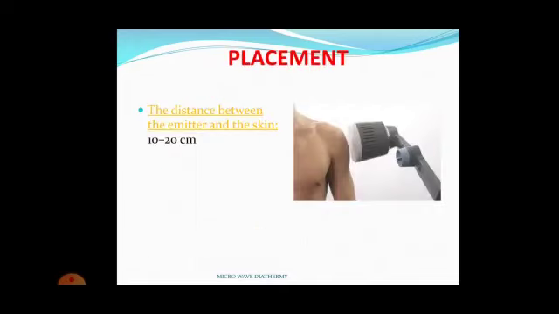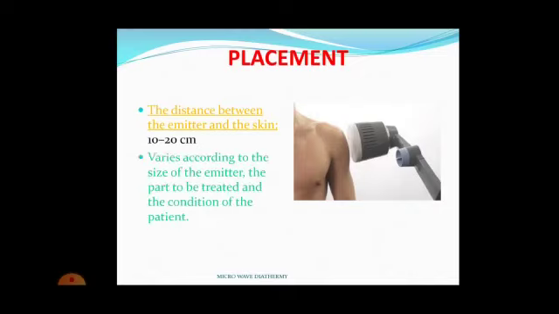Now what about the placement? The distance between the emitter and skin should be 10 to 20 centimeters. This is just one range. It depends on many factors, so the distance may be less also, or maybe more also. Which are these factors? This distance may vary according to the size of the emitter, the part to be treated, and the condition of the patient. Based on this you have to decide the distance, but on an average it will be 10 to 20 centimeters. This distance will depend on smaller as well as larger areas also.